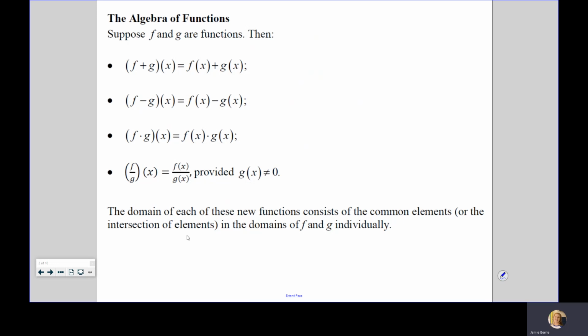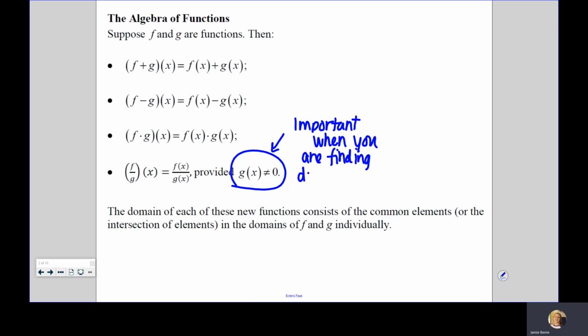And then they have this extra piece in here, that g of x is not allowed to be equal to 0. This is important when you are finding the domain of f divided by g. So that's a little extra piece you'll have to add in there, and remember to consider it whenever you're finding the domain.